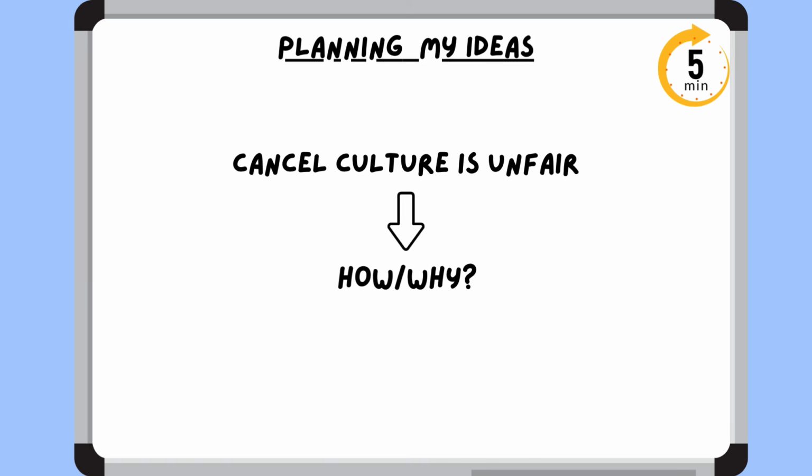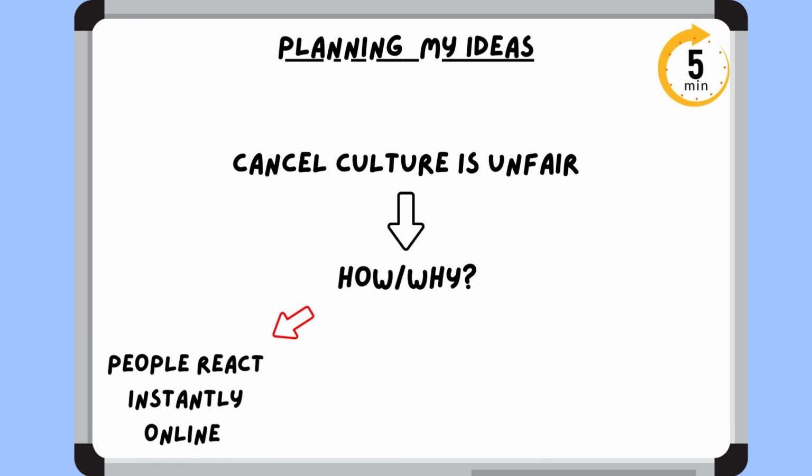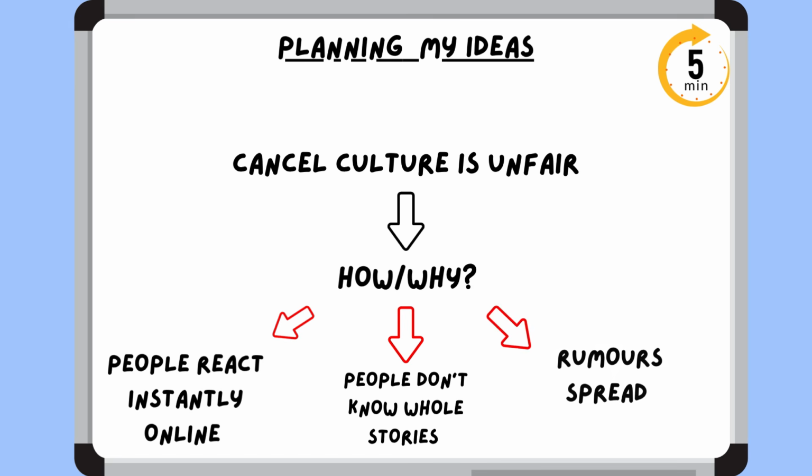So let's take the statement from earlier that cancel culture is unfair. If we ask ourselves, why is cancel culture unfair? We might come up with the idea that it's because people react instantly online. Another reason why cancel culture might be unfair is because people don't know the whole story and judge things at face value. If we ask ourselves, well, how is cancel culture unfair? We might come up with the idea that it's because rumors are spread easily. And so hopefully you can see, just by asking these small, simple questions, that it helps to generate ideas that you can use within your paragraphs.